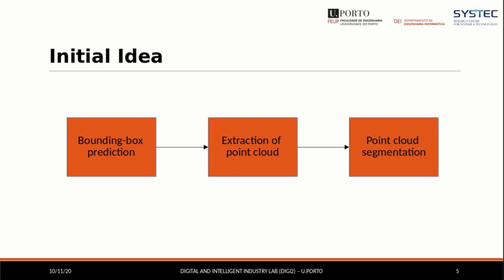The initial idea was then to reduce the amount of points the system would have to deal with. To achieve this, the objects would be located in the RGB image using bounding boxes, and the point cloud data would be extracted from that bounding box region, and traditional point cloud segmentation methods would be applied according to the type of object.